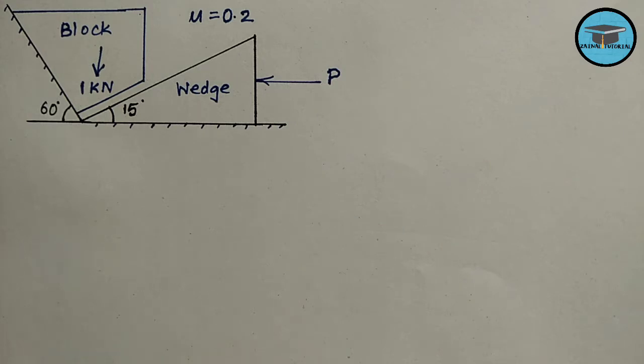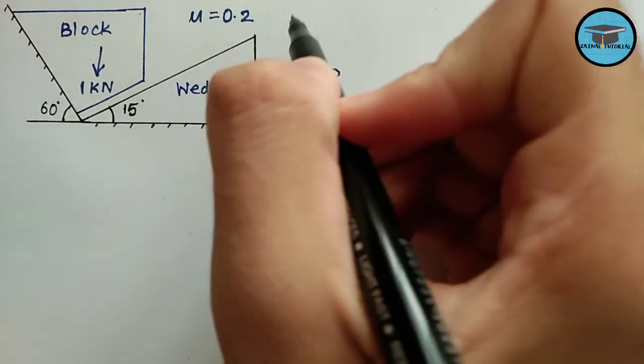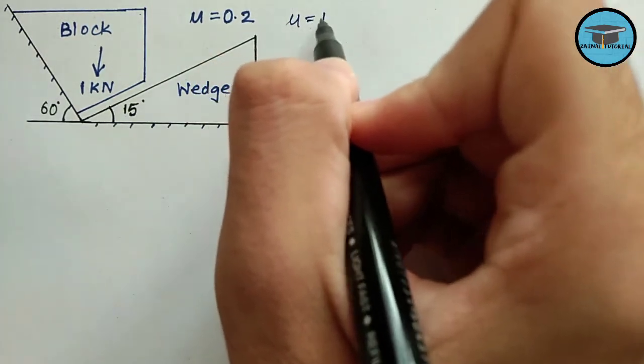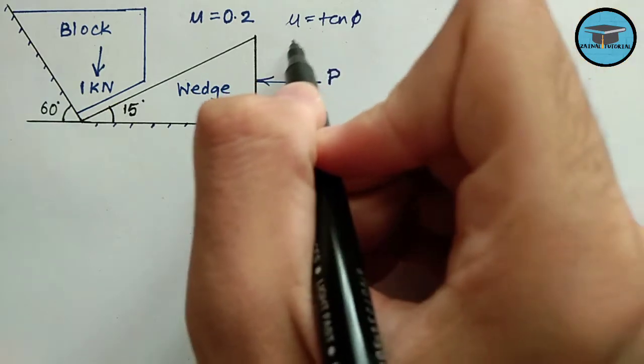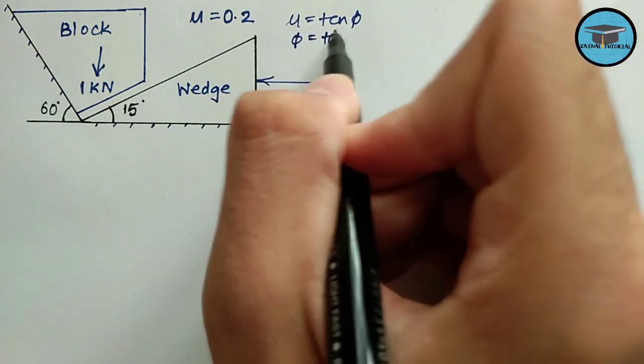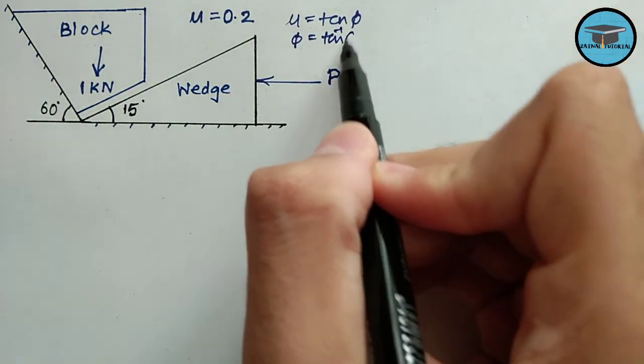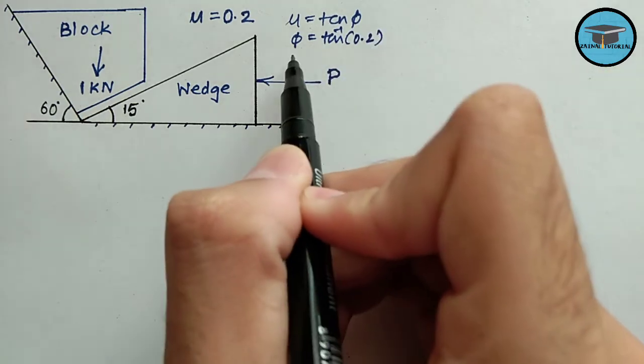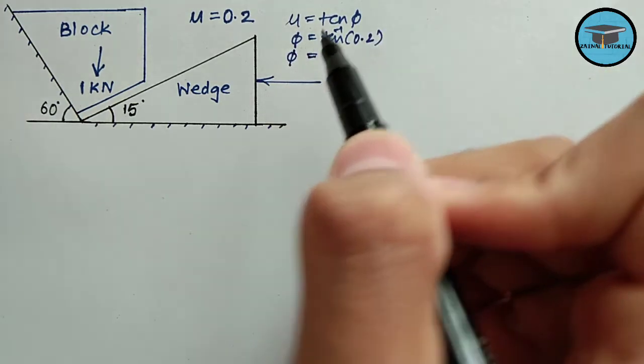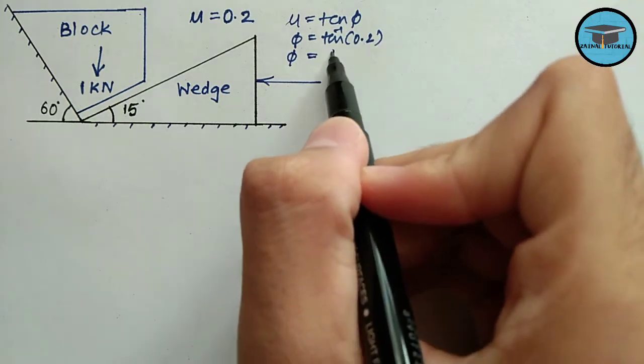but before that let us determine the angle phi. So mu equals tan phi. From this, phi can be given as tan inverse of mu, and mu is given as 0.2. So tan inverse of 0.2, the value of phi comes out to be 11.3 degrees.